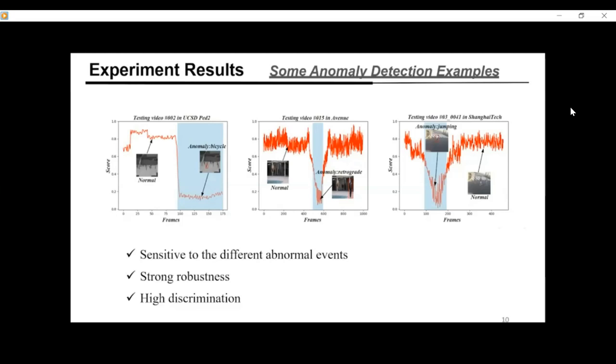To comprehensively analyze the anomaly detection performance of our model, we visualize anomaly detection examples on three data sets. As we can see, when an abnormal event appears or disappears, the regularity score decreases or increases rapidly, which verifies that our method does detect anomalies at high speed.